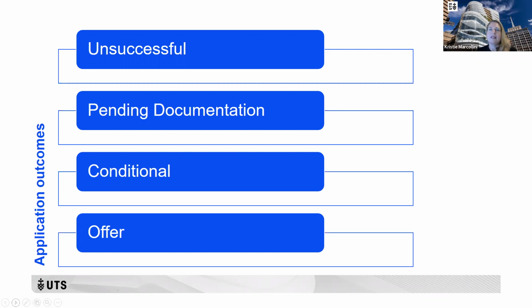Conditional means if you meet the conditions on the letter, then you'll gain admission to the course at UTS. If you receive an offer, that means you're eligible for admission with no conditions attached, and you can proceed to the acceptance process of that offer.